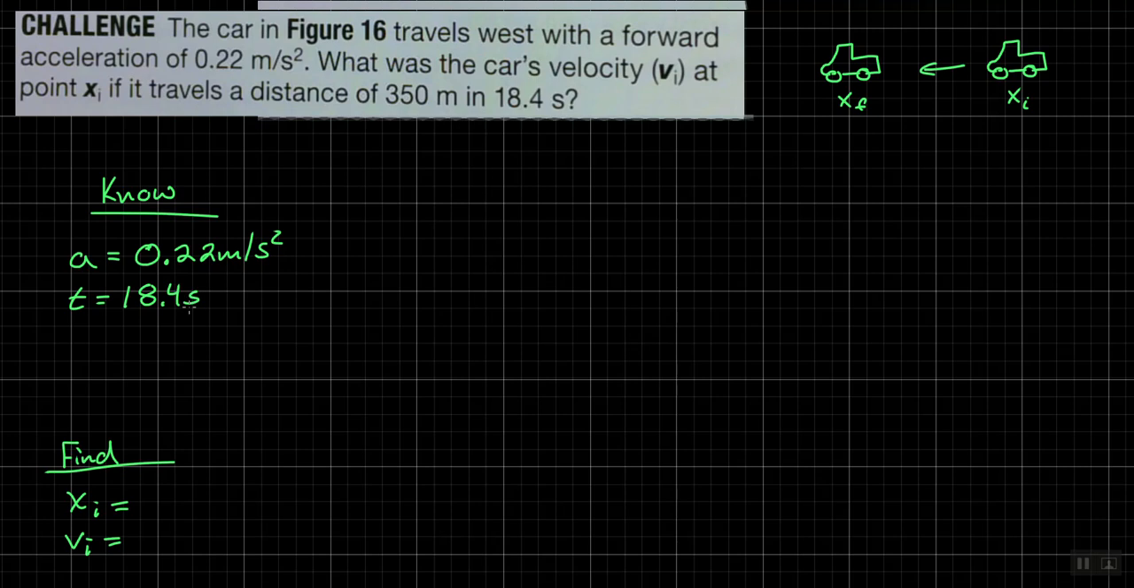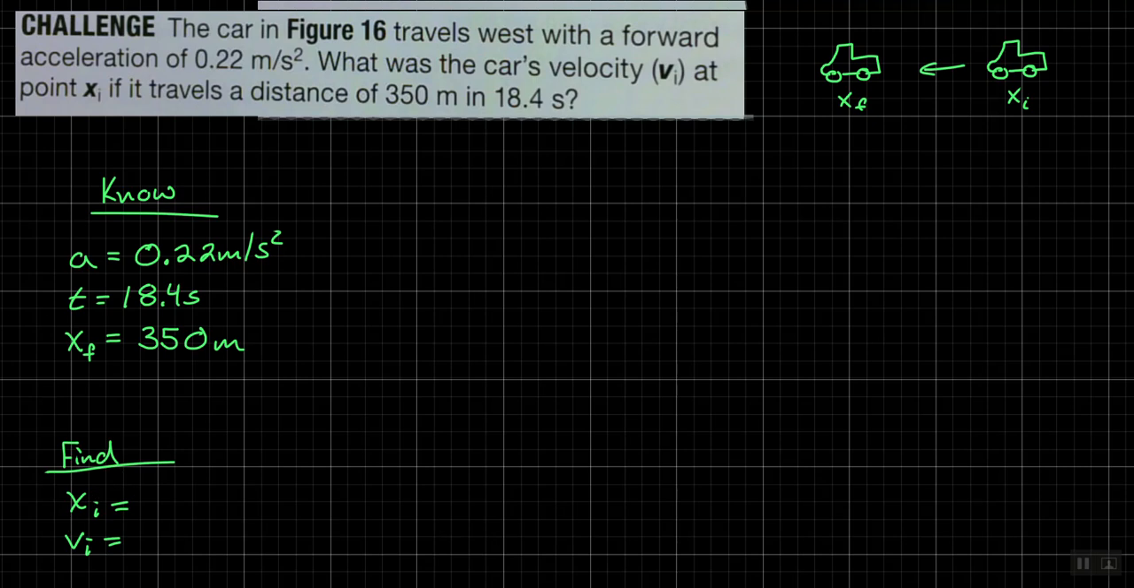There's one more known thing, actually, here. Ooh, I know their final position. And I'm wrong about something, but that's okay. What is their final position? 350 meters. And I want to reread that last sentence real quick. Do we really have two things we're solving for? Because when I read it, what was the car's velocity at, not and, point x sub i? So I don't really need to find their initial position. They're just asking me for the velocity at that point in time.